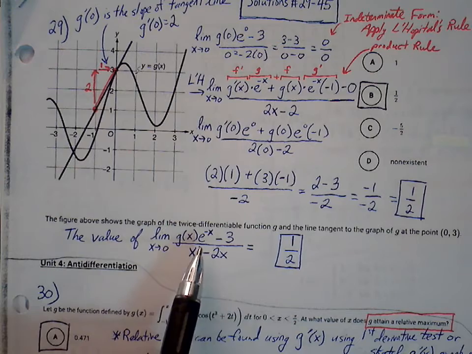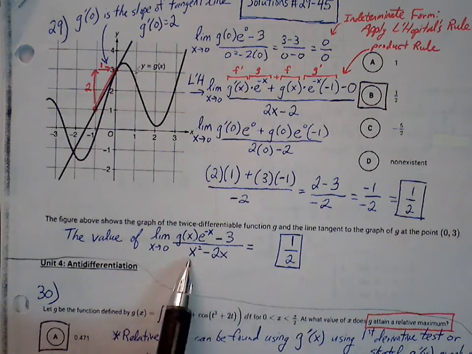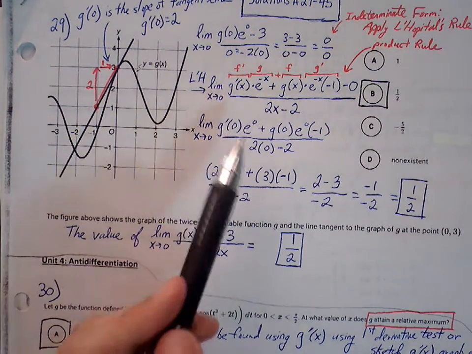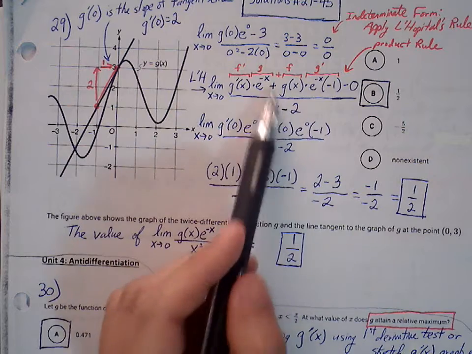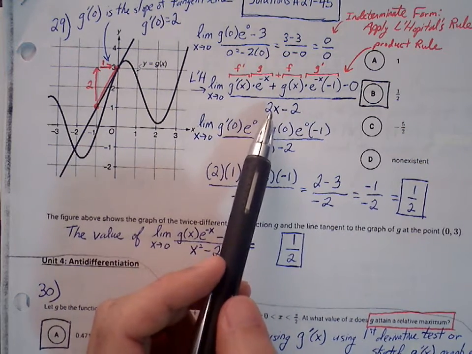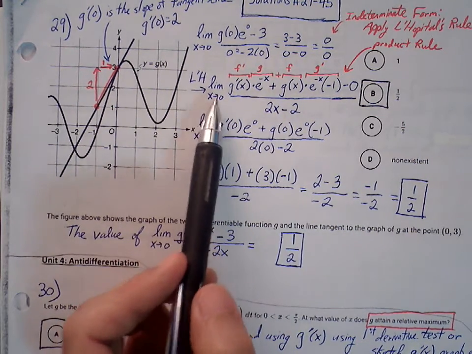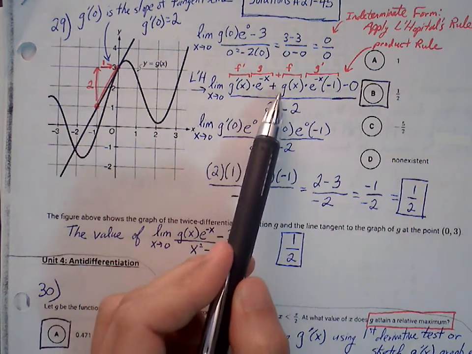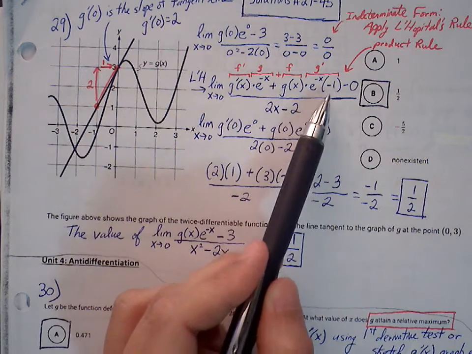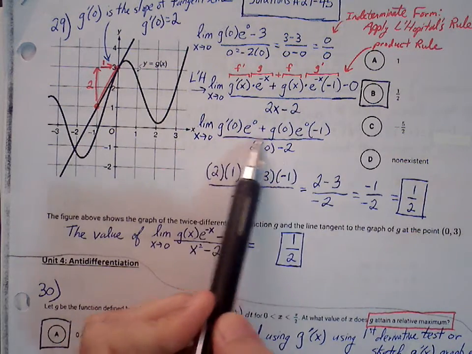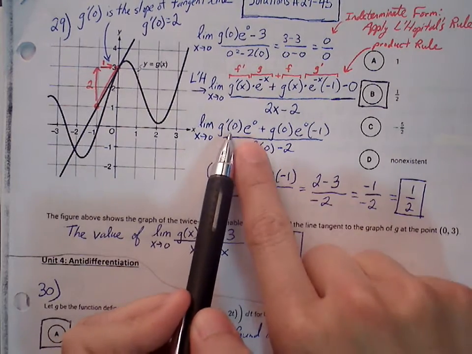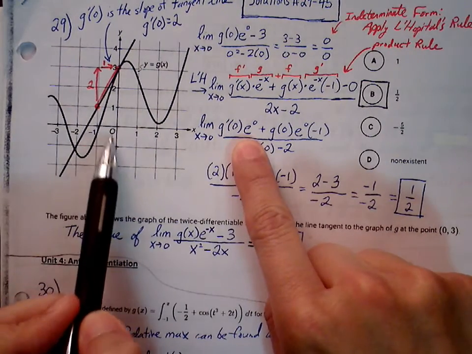And then we move to the denominator. The denominator is a separate expression, so we're going to find its derivative. X squared becomes 2x. Minus 2x becomes negative 2. Once we have the derivative form of our original expression, we're going to reevaluate. So now we re-plug in 0 for all the x's. So we have g prime of 0 times e to the 0, plus g of 0 times e to the 0 times negative 1, over 2 times 0 minus 2. So g prime of 0 is basically asking, what is the slope of the g graph at 0?